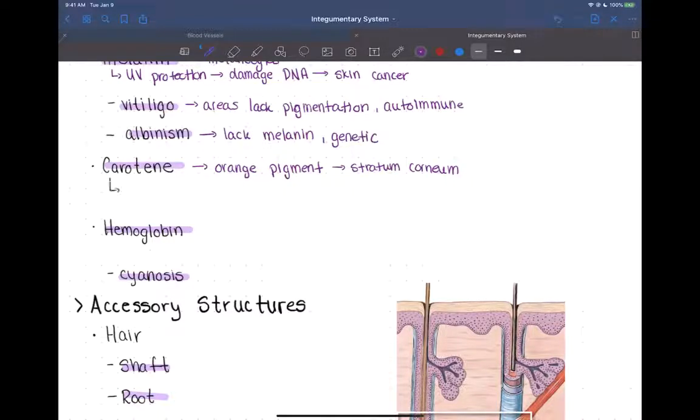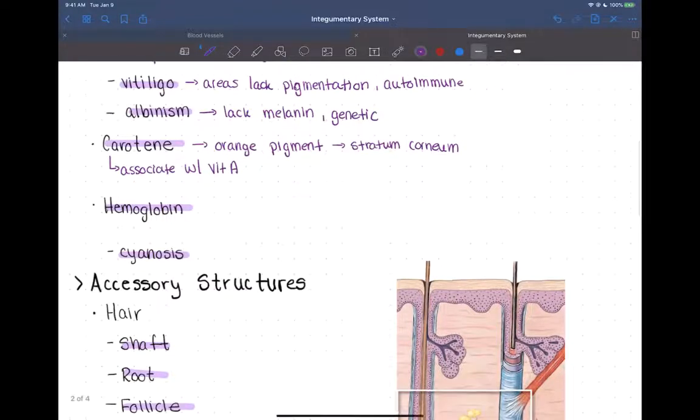All right, so it's associated with vitamin A, and so foods like carrots, I mean things that are orange, carrots, butternut squash, things like that have a lot of carotene. So if you eat large quantities of those, you can increase the amount of carotene in your stratum corneum, and that actually will give your skin more of a kind of orangish hue. All right, so that's another pigment in skin.